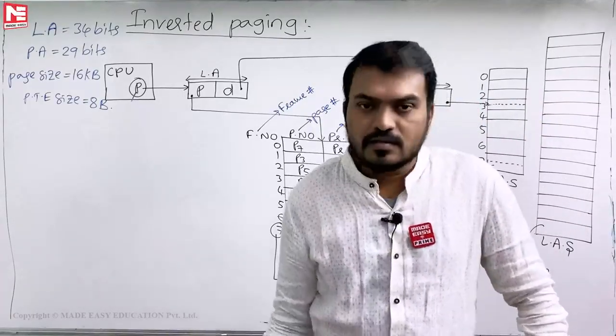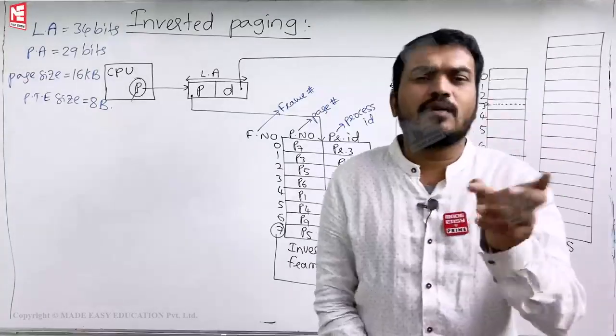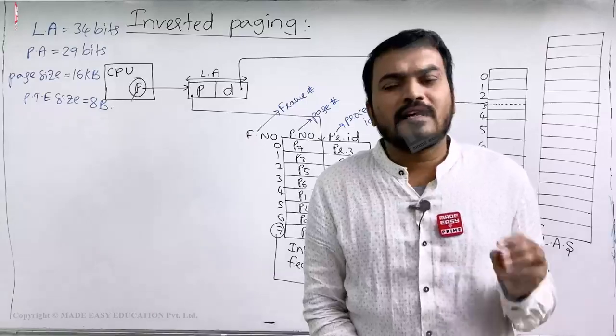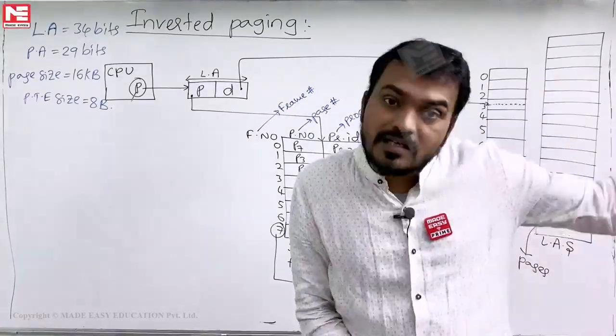Okay, right. So just listen here. Conventional page table means what? Normal page table. What is the difference between these two questions here? In the conventional page table, the number of entries is the same as the number of pages in the LAS.